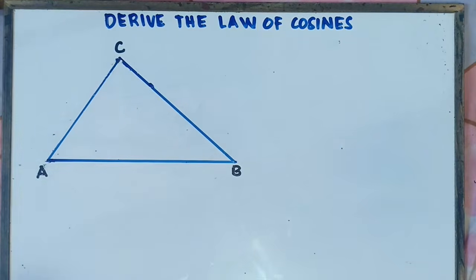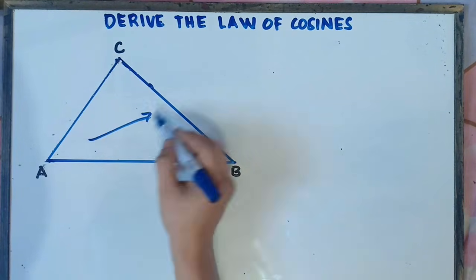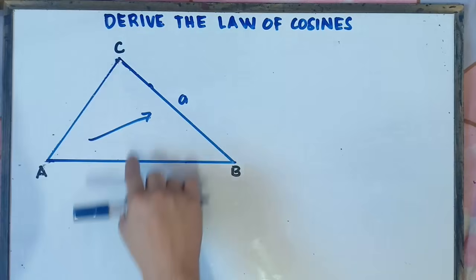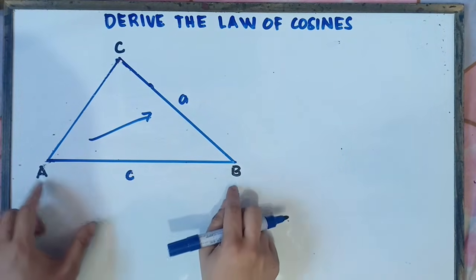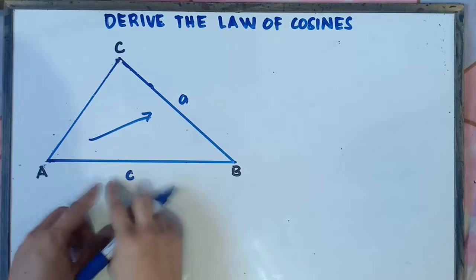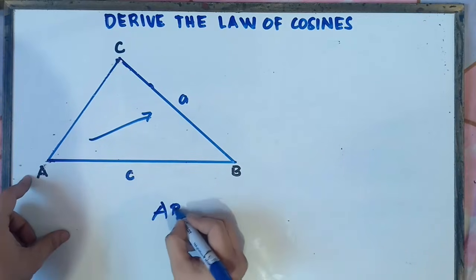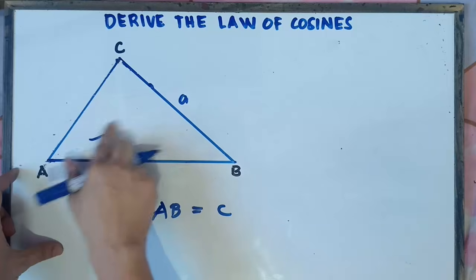Alright, so let's derive now the law of cosines. Opposite of angle A, that would be side A. So this one right here, this will be side A. If this is your angle C, opposite of angle C, that would be side C. So this one right here, this will be side C. Therefore, AB is equal to side C. So once again, class, this side right here, we call this one side C. So line AB is equal to side C. Okay, so we label this one as side C.